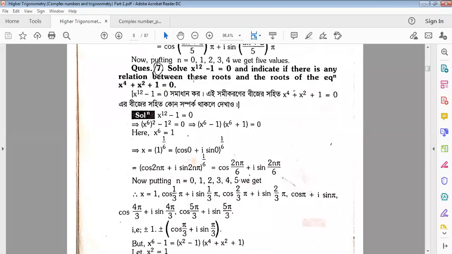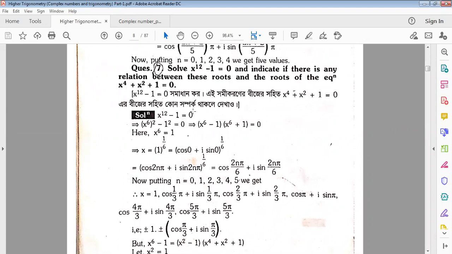Question number 7: solve x to the power 12 minus 1 equals 0 and indicate if there is any relation between these roots and the roots of the equation x to the power 4 plus x squared plus 1 equals 0. We have to solve this one.